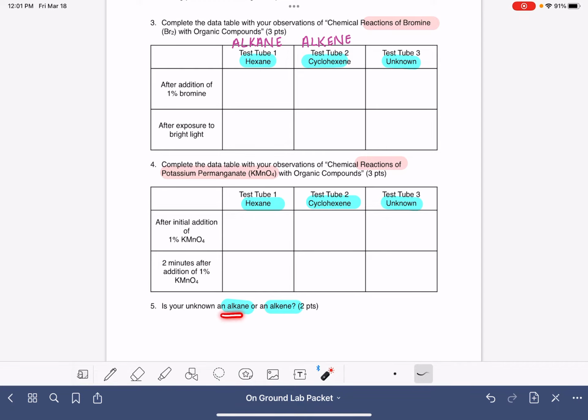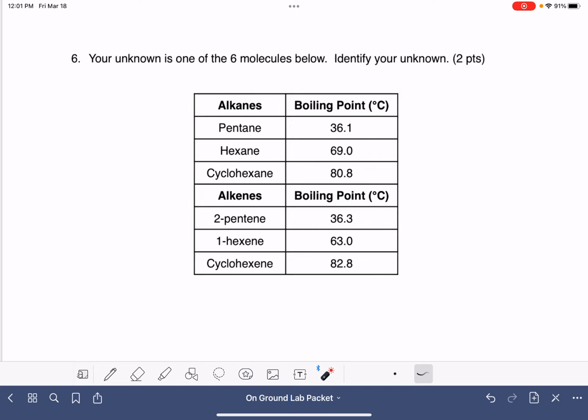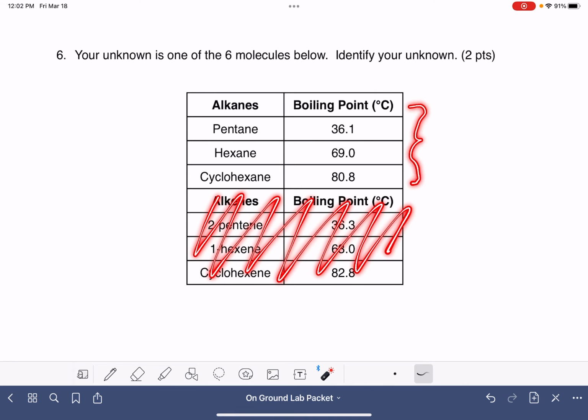Once you have identified your unknown as either an alkane or an alkene, you're going to go to problem number 5 and identify that unknown. So you'll notice that these substances do have pretty similar boiling points. That means that you are going to have to decide from problem number 5 whether you have an alkane or whether you have an alkene. So if you decided in problem number 5 that you have an alkane, you are going to be looking only at the boiling points of the alkanes, and you'll be using that to identify your unknown.